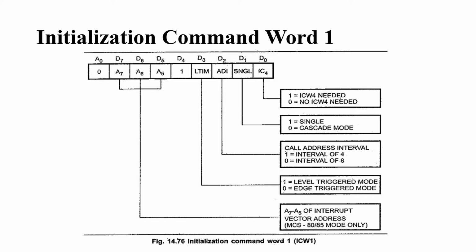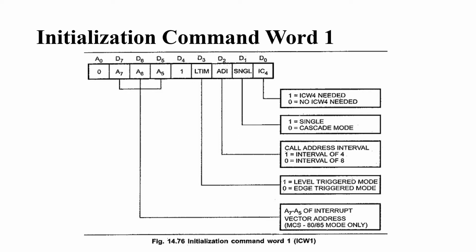D3 bit informs about whether 8259 responds to the input at the level or at the edge. So when it is 1, 8259 works in level triggered mode. When it is 0, 8259 works in edge triggered mode, and for that it always looks for the edge of clock cycle. In case of initialization command word 1, A0 is 0 and D4 is always 1.